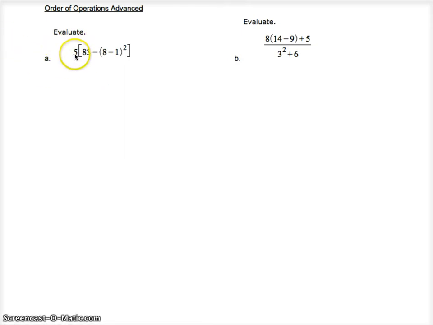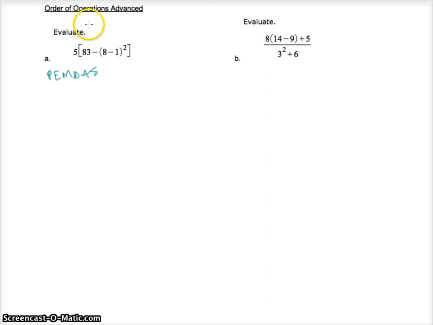Letter A, it says 5, bracket 83, minus parentheses 8 minus 1 squared, close bracket. So, first thing we need to do is write out our order of operations. So parentheses, exponents, multiply, divide, add, or subtract.